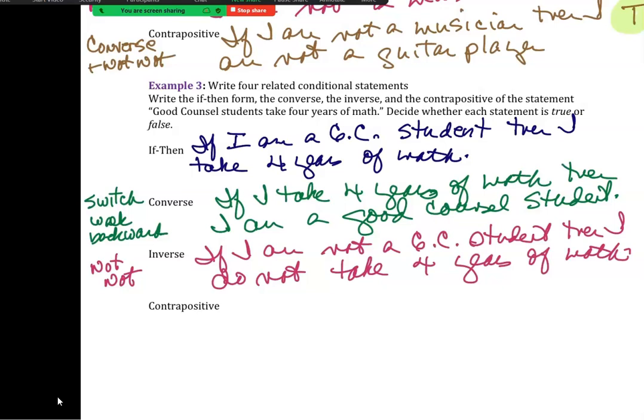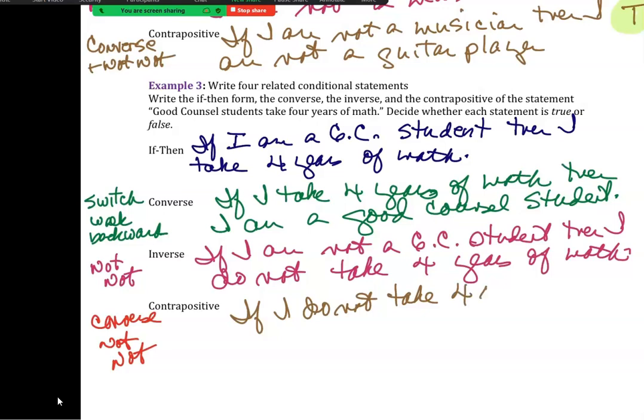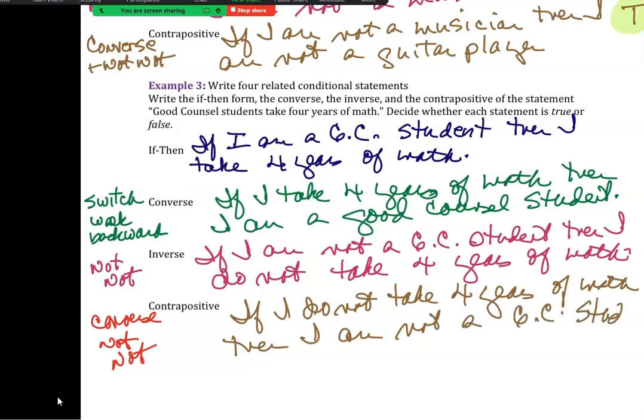Okay, so then contrapositive. Take your converse, so take your converse and then not it. Okay, so here comes my contrapositive. Take my converse and then negate it. If I do not take 4 years of math, then I am not a GC student.